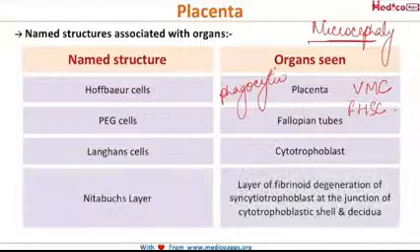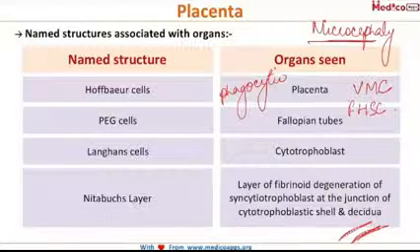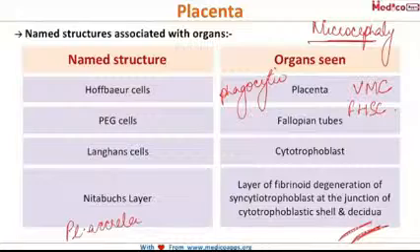The next named structure that we are going to discuss is Nitabuch's layer. What is this Nitabuch's layer? It is a layer of fibrinoid degeneration of the syncytiotrophoblast present at the junction of the cytotrophoblastic shell and the maternal decidua. Now this Nitabuch's layer limits the further invasion of the trophoblast into the decidua, and if this Nitabuch's layer is absent, then it leads to placenta accreta.